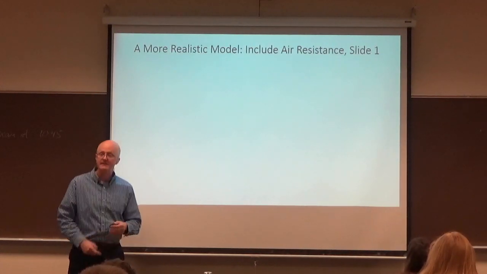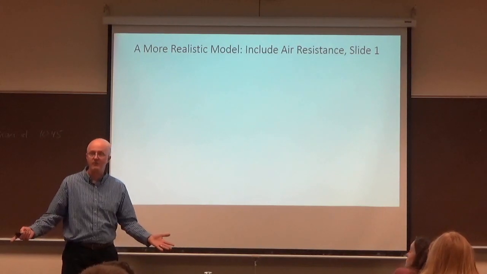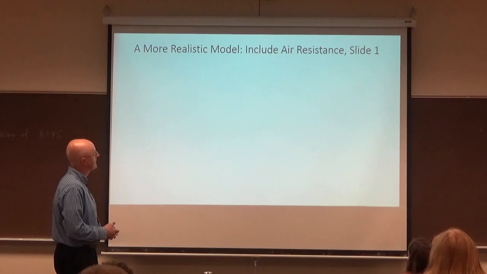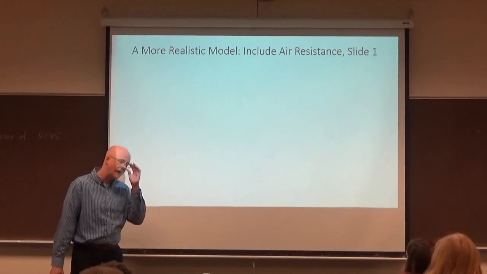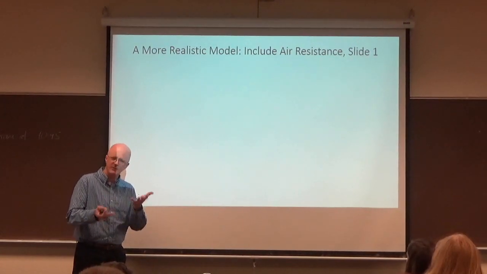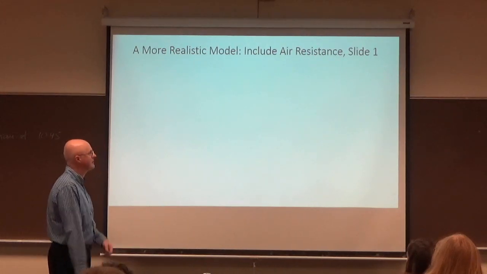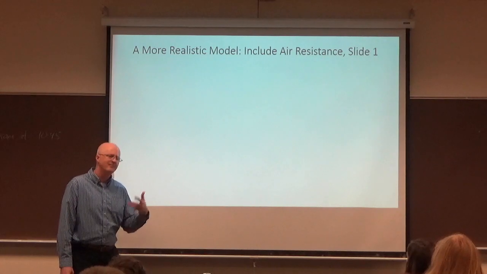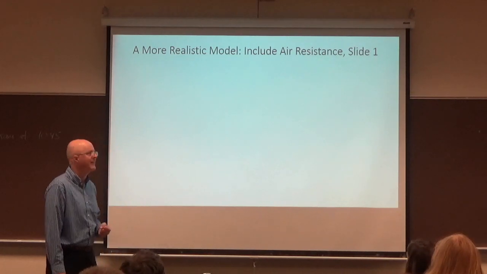But let's be more realistic this time. Last Friday, we were being less realistic and only assuming the force of gravity. But now we're going to include air resistance. That does make the model more complicated, but more accurate. There's always trade-offs in modeling. If you want extra accuracy, it needs to be more complicated. But hopefully a computer can still handle analyzing.